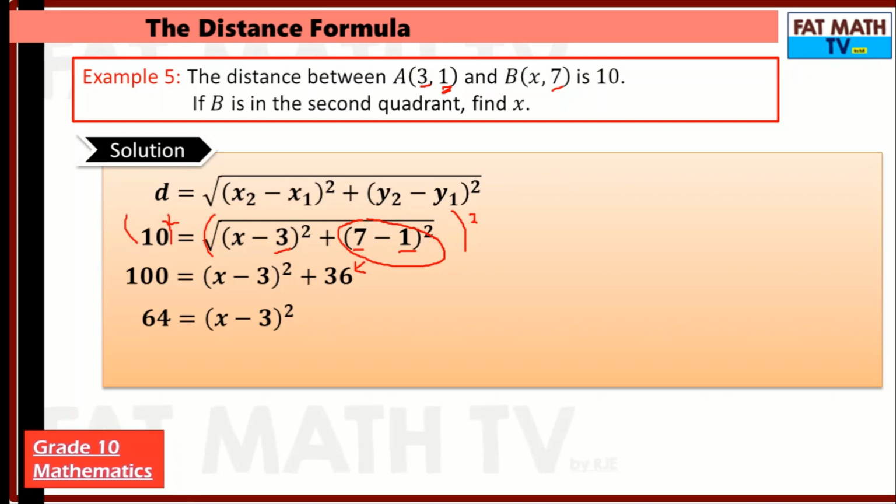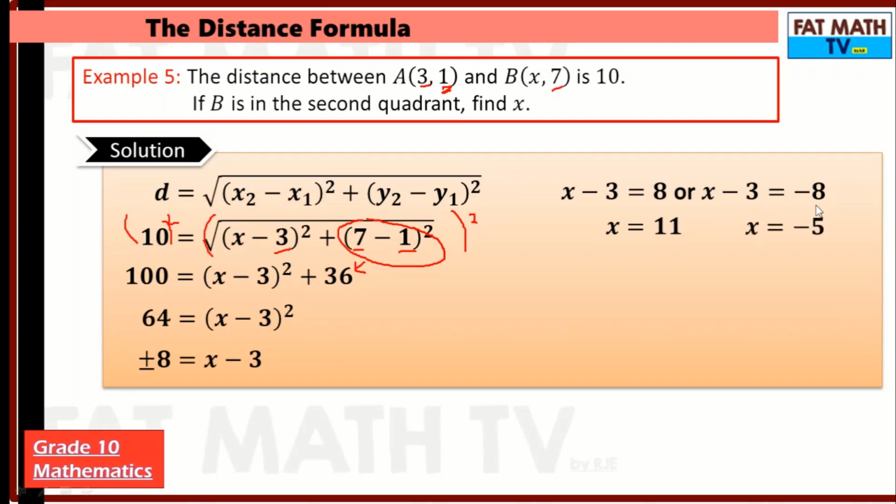So how do we solve this? We can extract the square root. Square root of 64 is positive or negative 8, and square root of x minus 3 squared is x minus 3. So x minus 3 is either positive 8 or negative 8. If x minus 3 is 8, then x is positive 11, because the negative 3, you will put it here, it's going to be positive 3. 8 plus 3 is 11. Here, x is going to be negative 8 plus 3, so negative 8 plus 3 is negative 5.